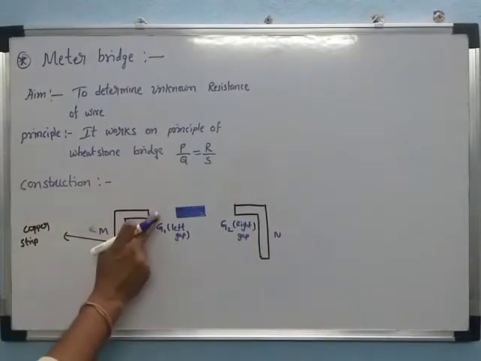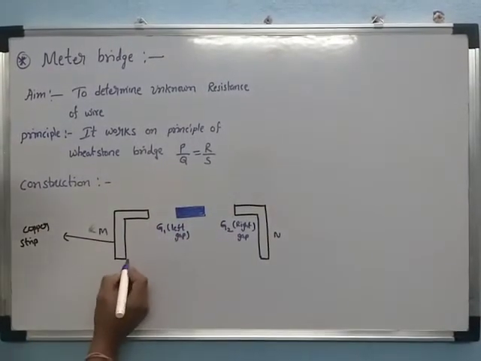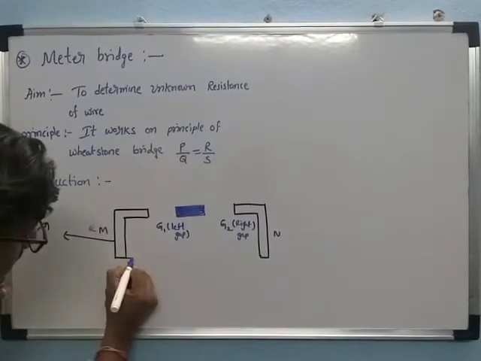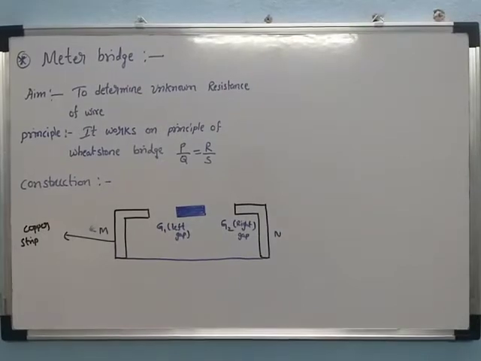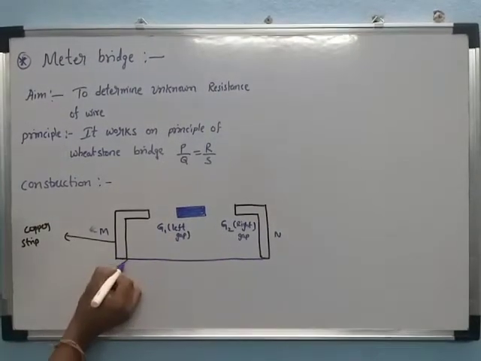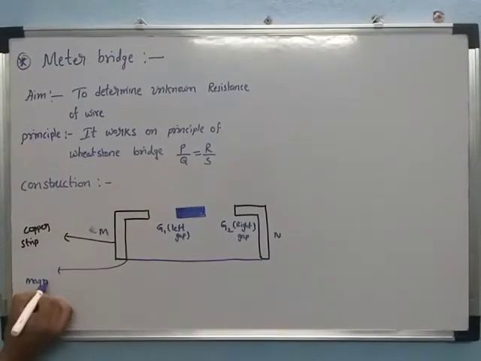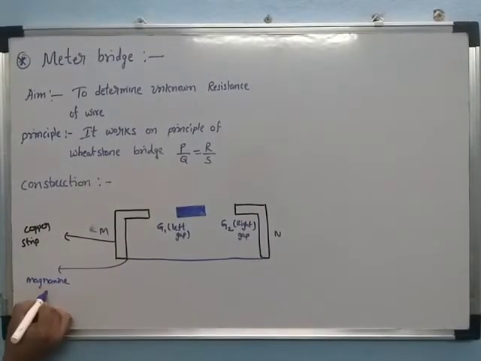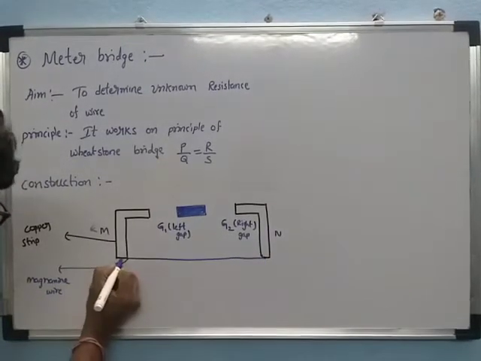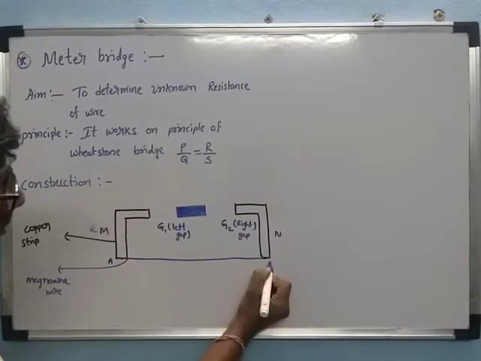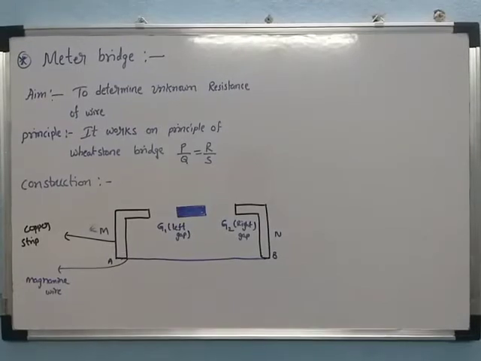The two L-shaped copper strips are connected by a manganin wire. The manganin wire is connected between the points A and B.